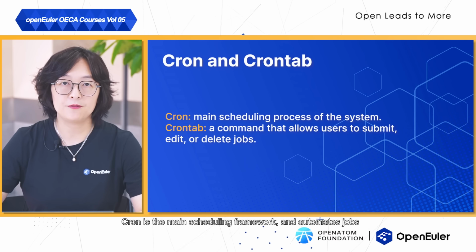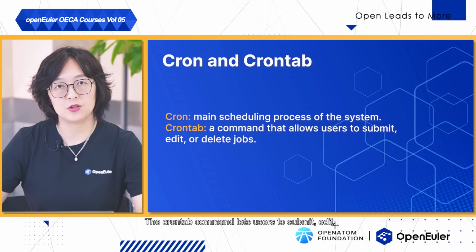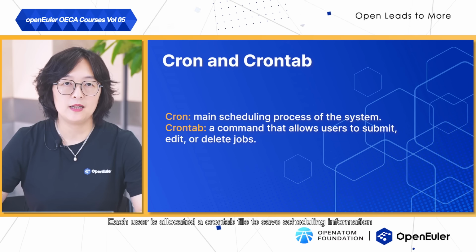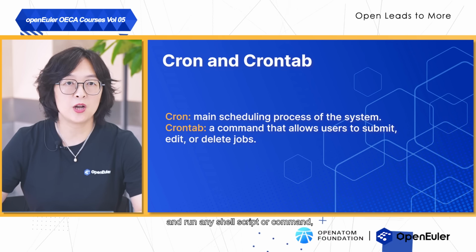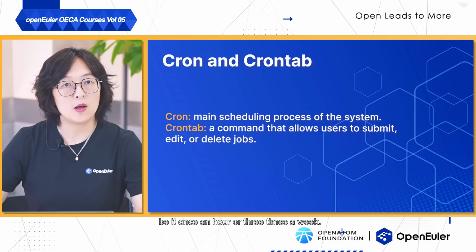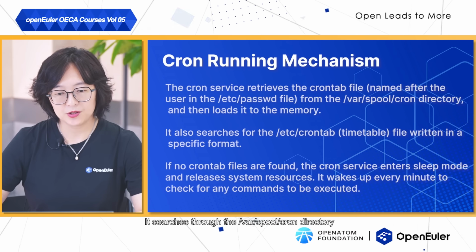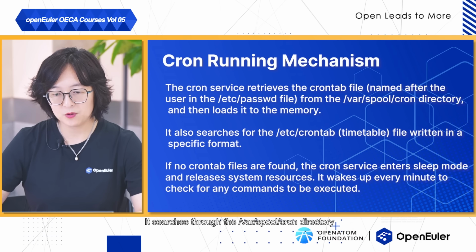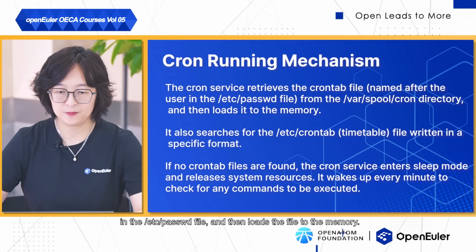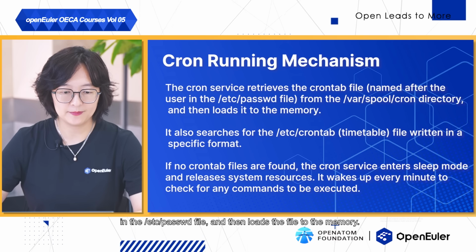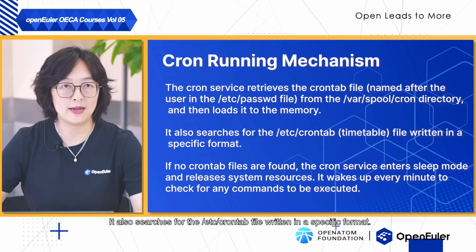Cron is the main scheduling framework and automates jobs without manual intervention. The Crontab command lets users submit, edit, or delete jobs. Each user is allocated a Crontab file to save schedule information and run any shell script or command, be it once an hour or 3 times a week. It searches through the various spool cron directory for the Crontab file named after the username in the password file, and then loads the file to the memory. It also searches for the Crontab file written in a specific format.